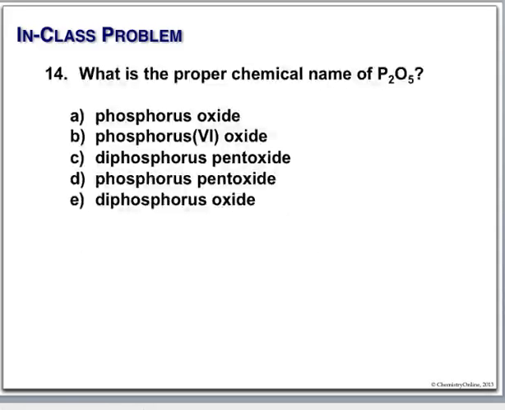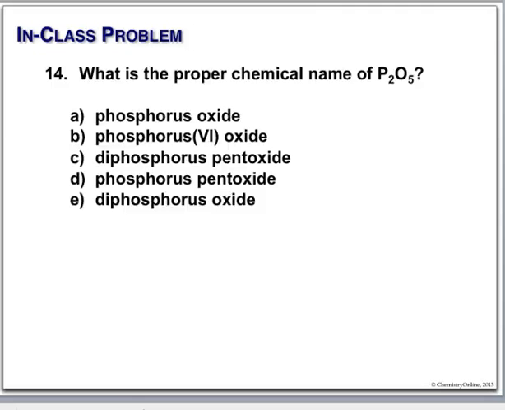P2O5, what is it? First of all, is it molecular or ionic? Phosphorus lives over here in group 5. Oxygen is in group 6. They're both nonmetals. It is a molecular compound. So we need multipliers, don't we?